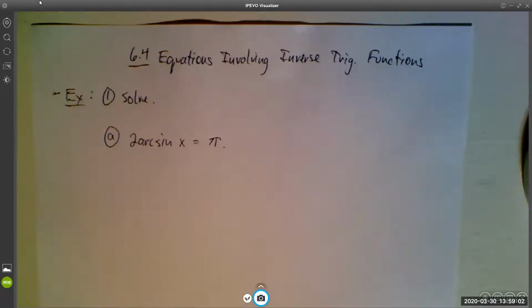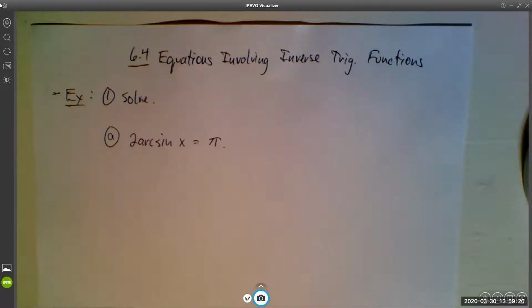All right. So let's talk about 6.4, equations involving inverse trig functions. This will kind of bring things full circle in chapter 6. We started off talking about inverse trig functions, then we talked about solving equations, and now we're tying the two together, although the concepts really are pretty closely tied together anyway.